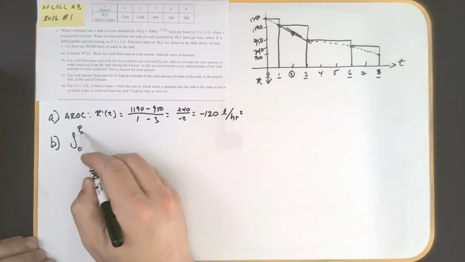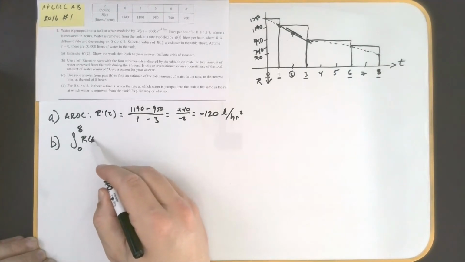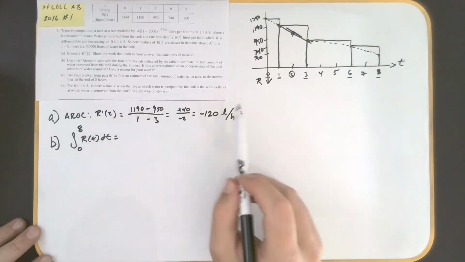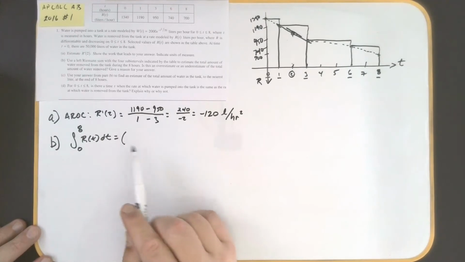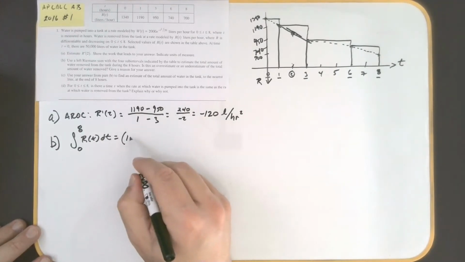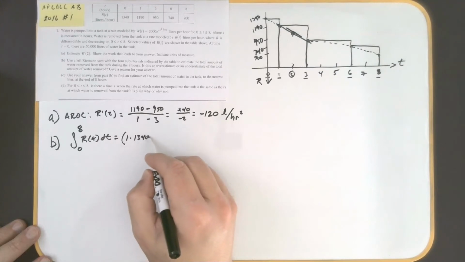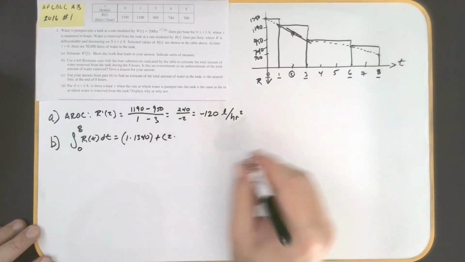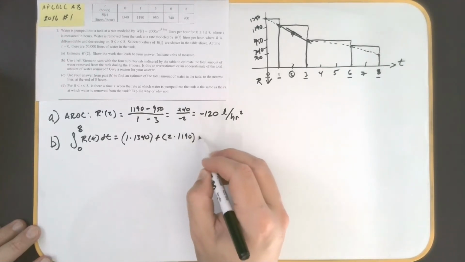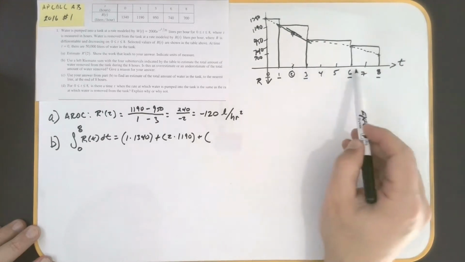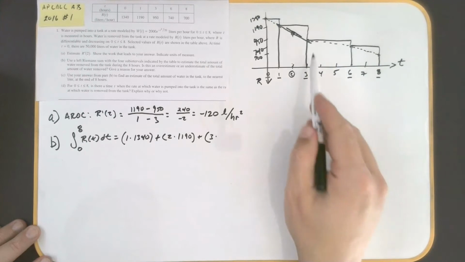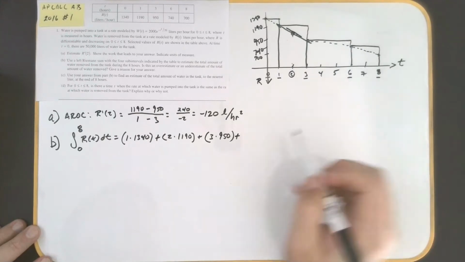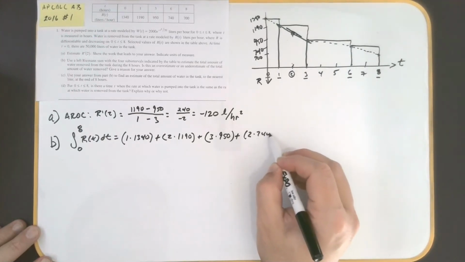So it looks like the integral from 0 to 8 of r of t dt, we can approximate that with these 4 rectangles. So I'm just going to, in each set of parentheses here, put the width and height. So this first one is 1 times, the height was 1340, plus the second rectangle was 2, and the height was 1190. The third rectangle, the width is 3, and the height winds up being 950. And then the last rectangle, width of 2, and looks like a height of 740.